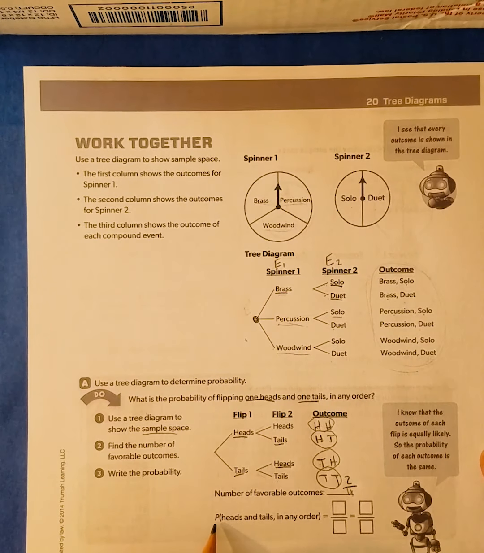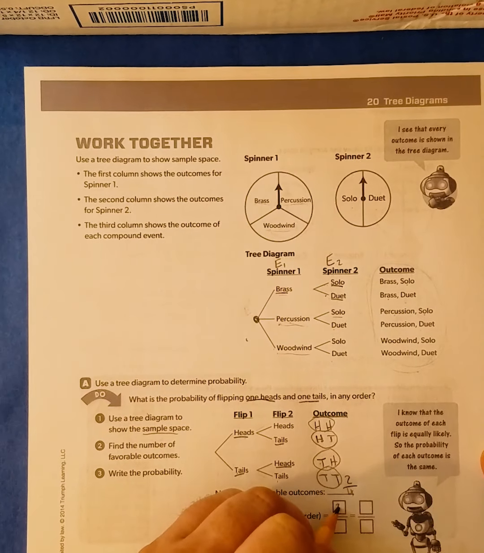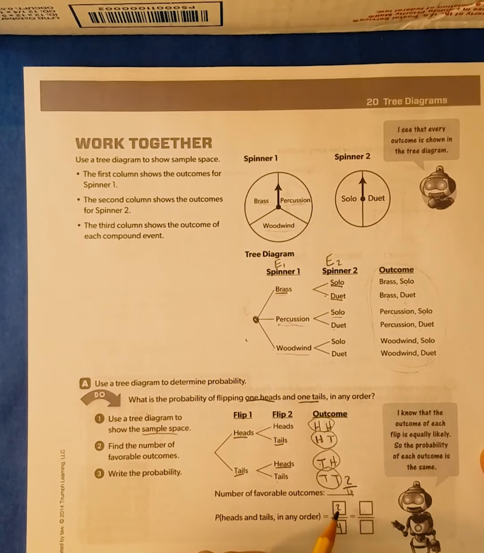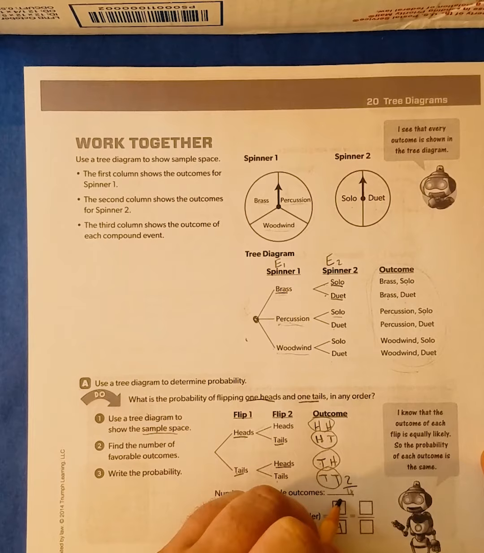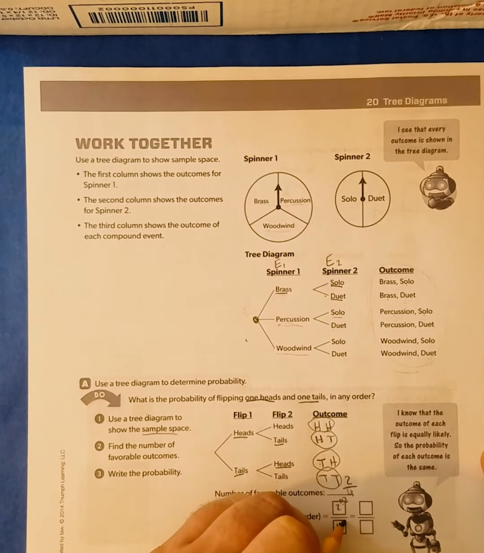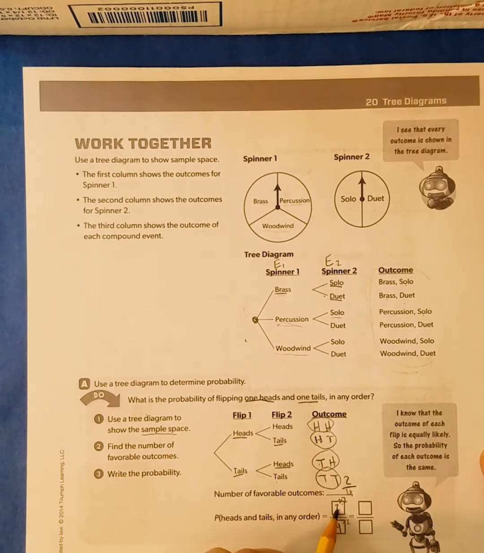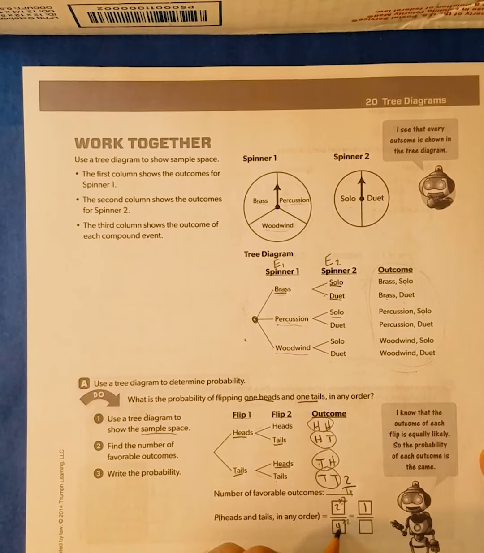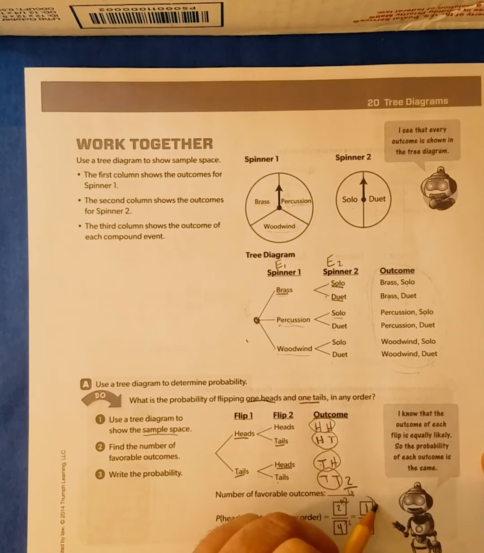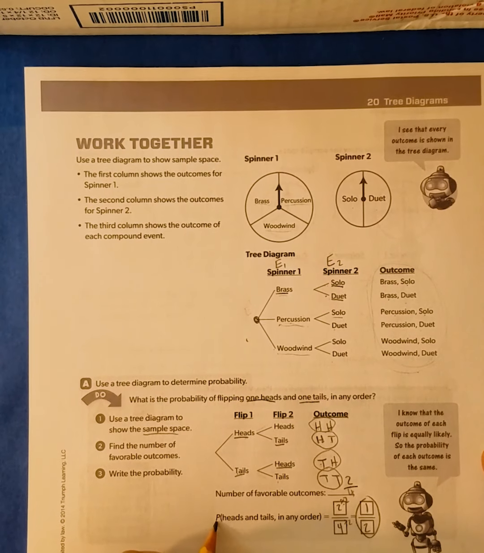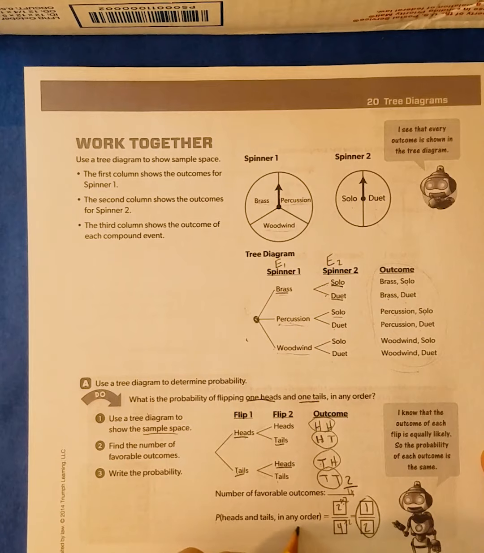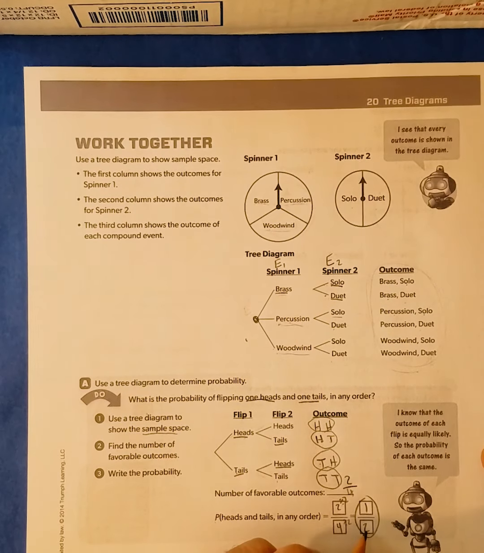So the probability of heads and tails in any order is 2 over 4. And 2 over 4 can be simplified if I divide 2 and 4 by the same number. I'm going to divide them both by 2. 2 divided by 2 is 1, 4 divided by 2 is 2. The probability is 1/2. So P, probability of heads and tails in any order, is 1/2.